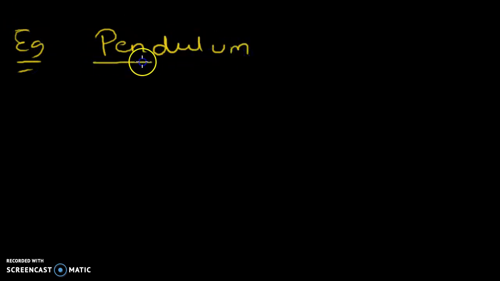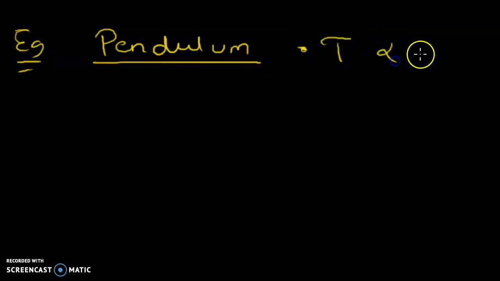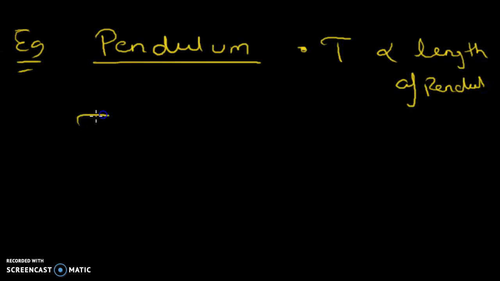I ask you the same: there's a pendulum. So the pendulum does the to and fro motion. The time period of oscillation, of one oscillation of a pendulum, is directly proportional to the length of the pendulum, and that time period is also dependent on the acceleration due to gravity.